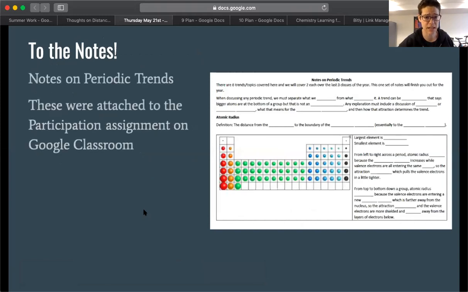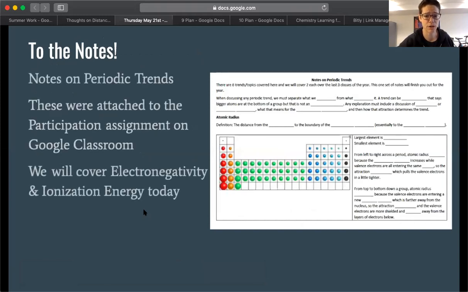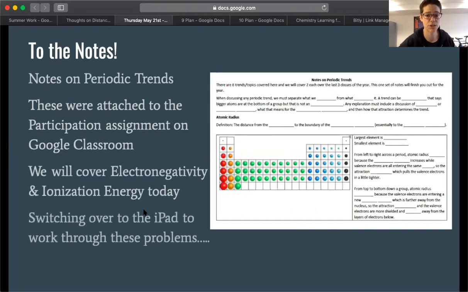These are the same as last week. We're going to cover, like I said, the electronegativity and ionization energy. So let me switch over. Somewhere, there it is.